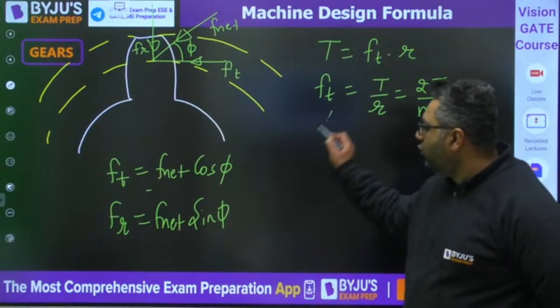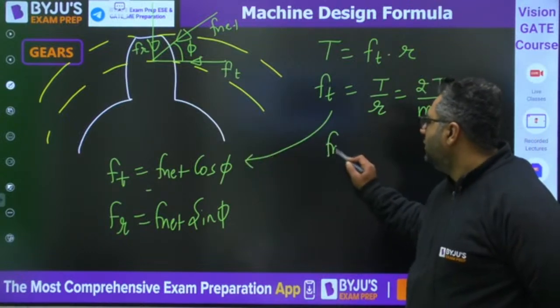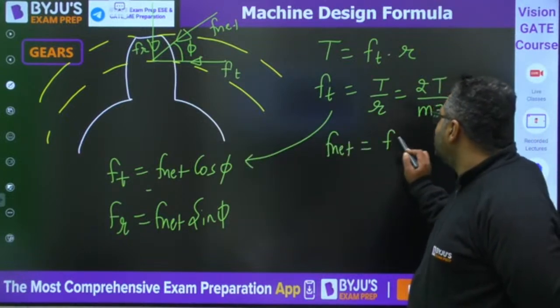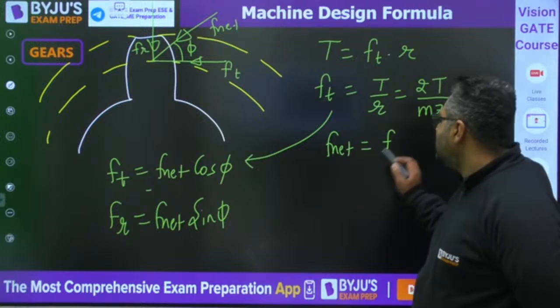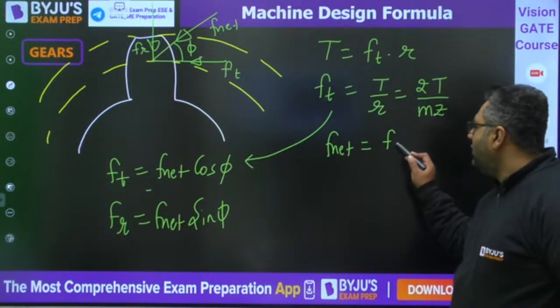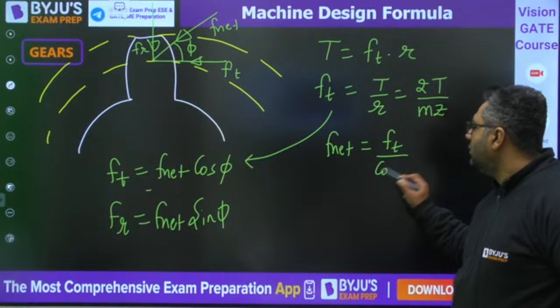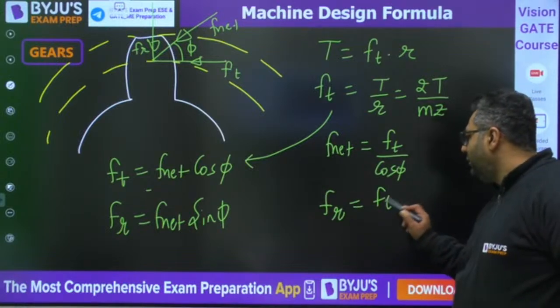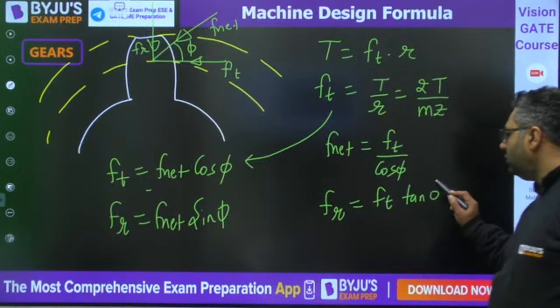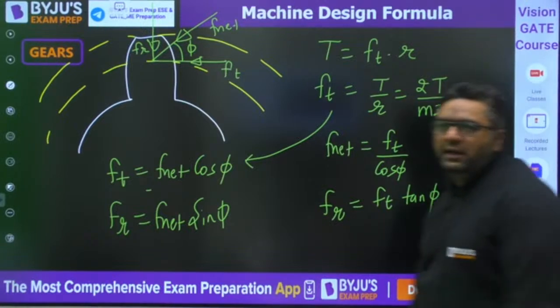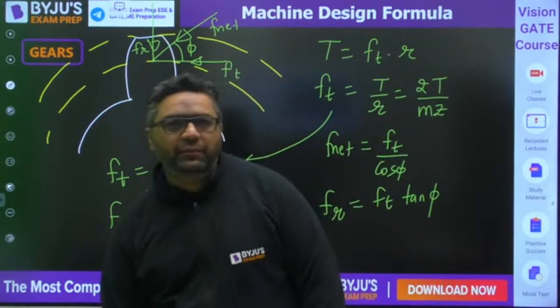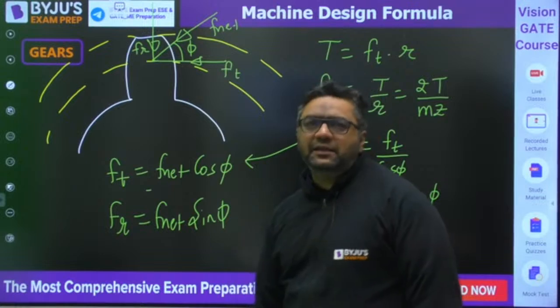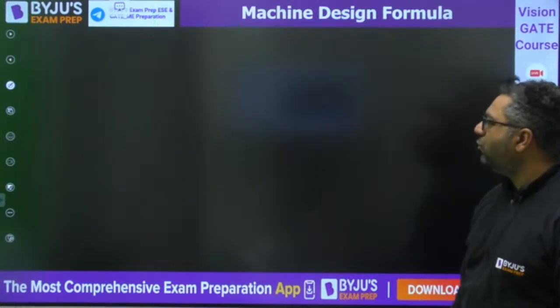So from here, if you want to find out F net, you would be getting F net as Ft by cos phi. And from here, Fr is Ft tangent phi. Sin phi by cos phi will become tangent phi. Everybody is clear, guys? This is about the first formula.